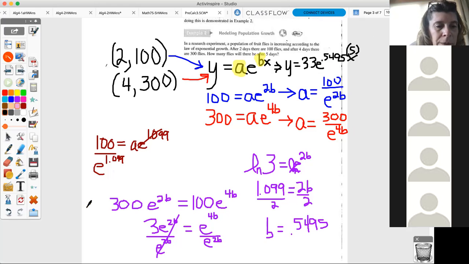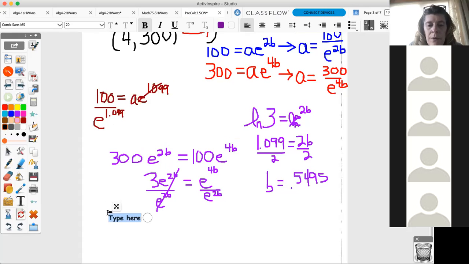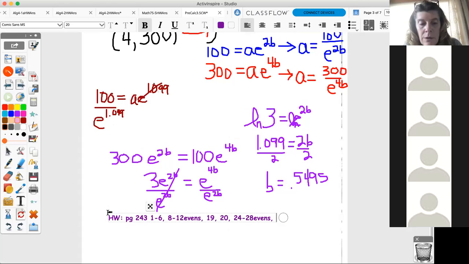We're good. Okay, so I can throw your homework on the board here. I'm going to type it though, since that'll be easier. Page 243, 1 through 6, 8 through 12 evens, 19, 20, 24 through 28 evens, 32, 35, and 38. Okay.